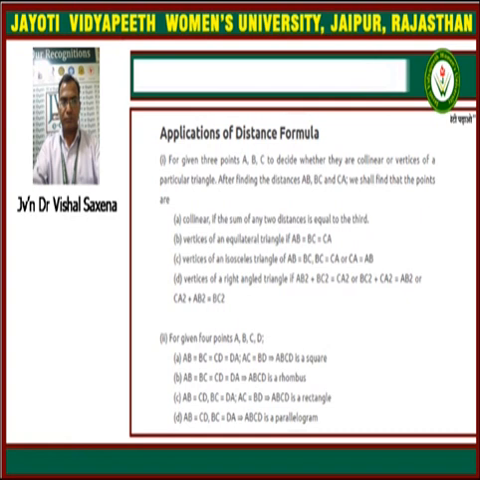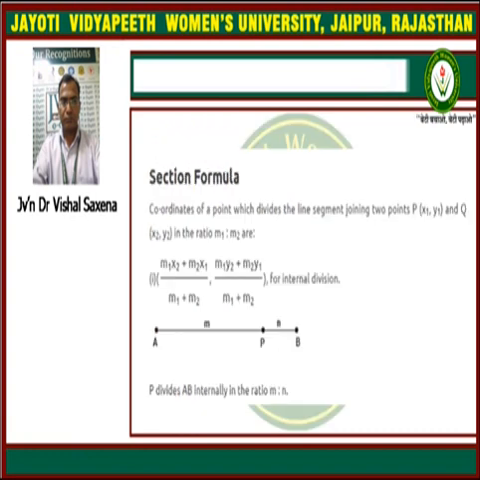If we have to show that ABCD is a rectangle, then it means the opposite sides are equal and the diagonals are equal. In this way we can show that ABCD is a rectangle. If we have to show that ABCD is a parallelogram, then for a parallelogram the opposite sides are equal. And for all these types of questions, the distance formula is useful and can be applied for checking all these types of problems.